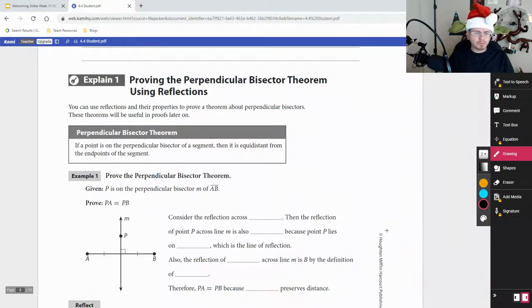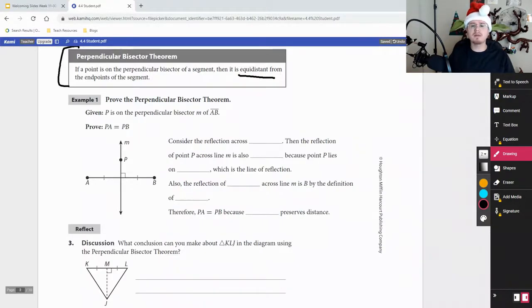So the perpendicular bisector theorem states if a point is on the perpendicular bisector of a segment, so you got to know what a perpendicular bisector is, you got to know what a point is, a segment, then it is, so if and then statement, if P then Q, then it is equidistant from the endpoints of the segment. If you don't know what equidistant means, look at the words, equal distance. So it has the same distance from the endpoints of the segment. So let's prove the perpendicular bisector theorem.